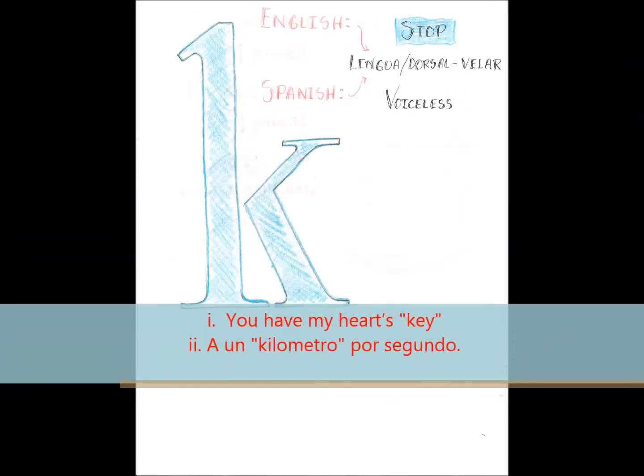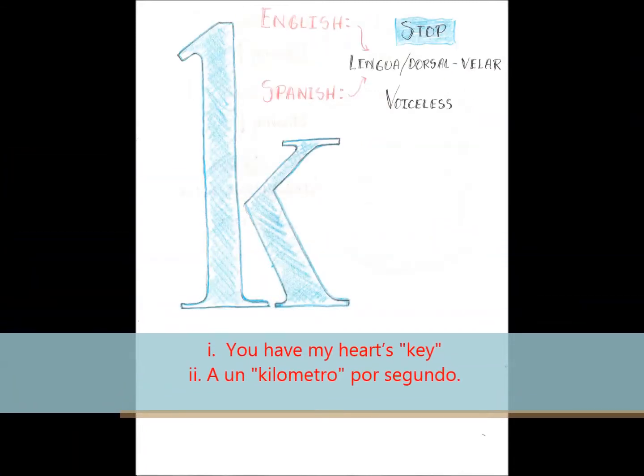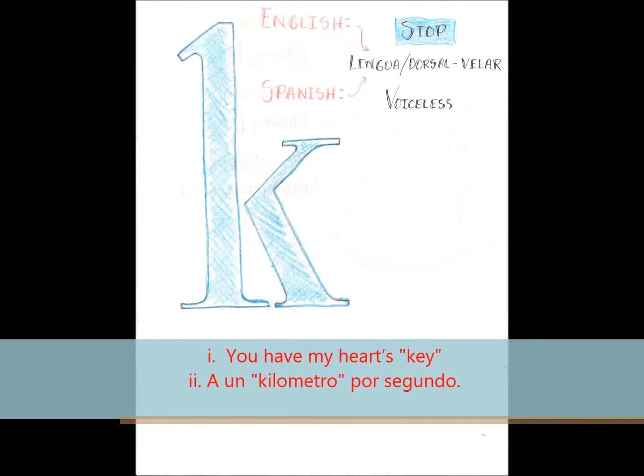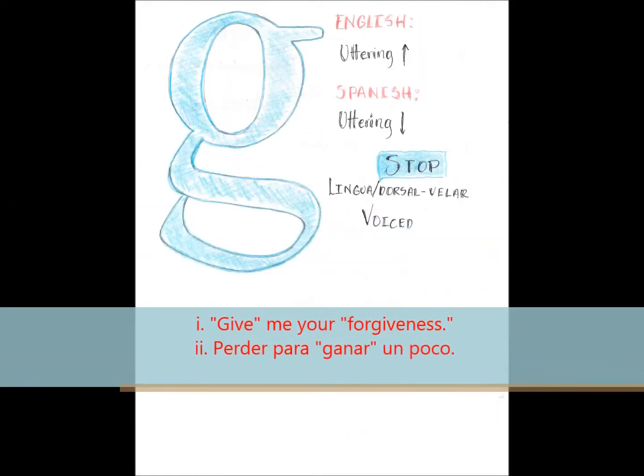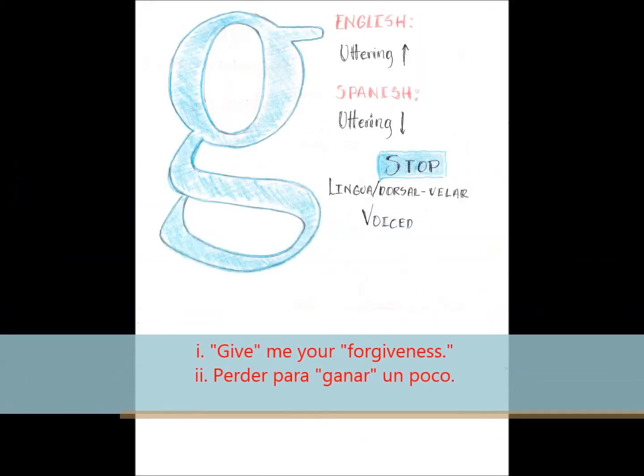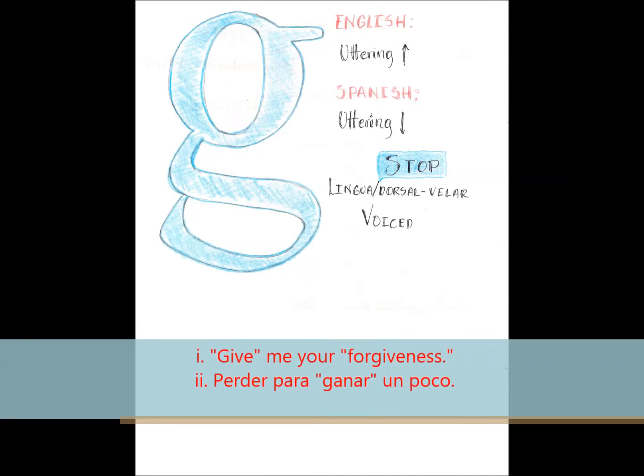You have my heart's key, a 1 km por segundo. Actually, the difference is only 1 and it is very weak. Both sounds have the same features: stop, lingual or dorsal velar, and voiceless. Give me your forgiveness, perder para ganar un poco. G is also stop, lingual or dorsal velar, but it is a voiced sound. This sound is present in both languages, but in English the uttering is stronger.